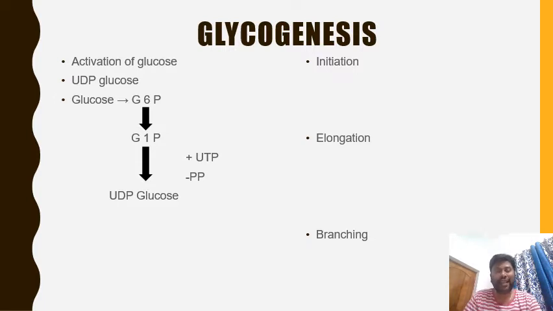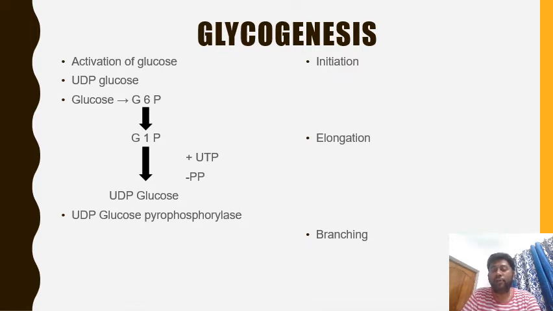So for this reaction, the last reaction, it is catalyzed by the enzyme UDP glucose pyrophosphorylase. Since pyrophosphate is removed to produce UDP glucose, this enzyme is named UDP glucose pyrophosphorylase. It is one of the main enzymes needed for the activation of glucose, that means for the synthesis of UDP glucose. Now, with the help of this UDP glucose, how the process is initiated and how it is elongated, we will be discussing in the subsequent slides.